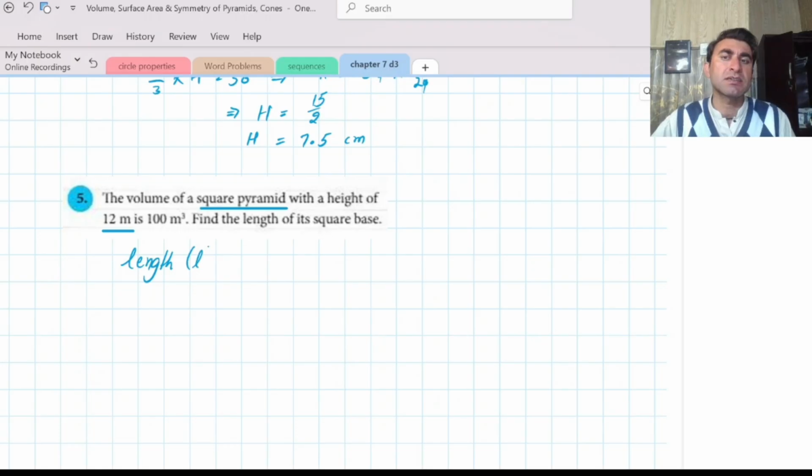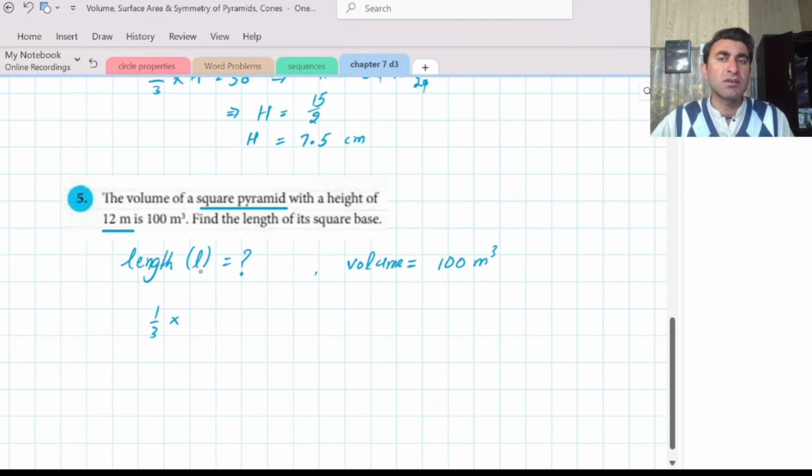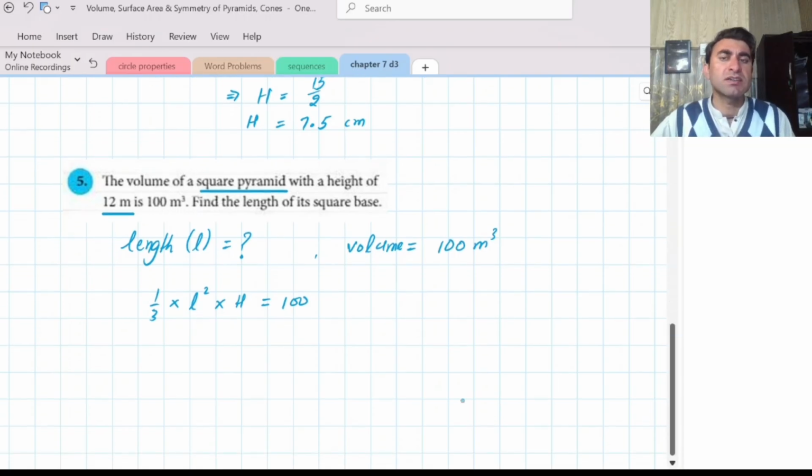suppose it is represented with small l of its base, and we are given again the volume, which is 100 meter cube. As we know, the volume of a pyramid is 1/3 the base area, and as we know, the base is a square with length l, so it will be l square multiplied by the height of the pyramid h, and this shall equal 100. So now we start simplifying it.